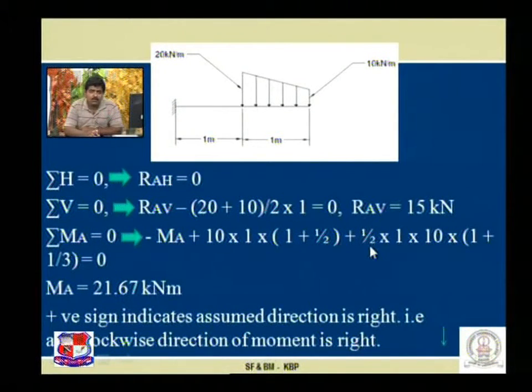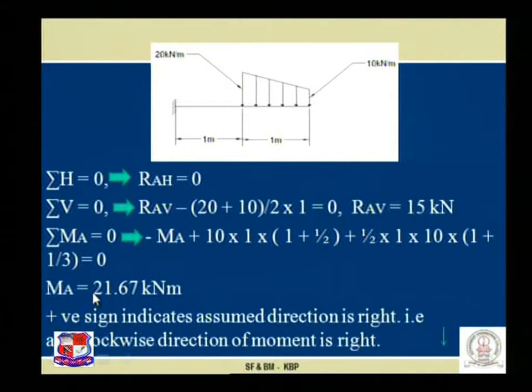Simplifying this equation, we get MA is equal to 21.67 kilonewton meter. The positive sign indicates that our assumed anti-clockwise direction is right. So MA is of anti-clockwise nature and the magnitude is 21.67. Let us go for plotting of the shear force diagram and bending moment diagram on the tabletop.